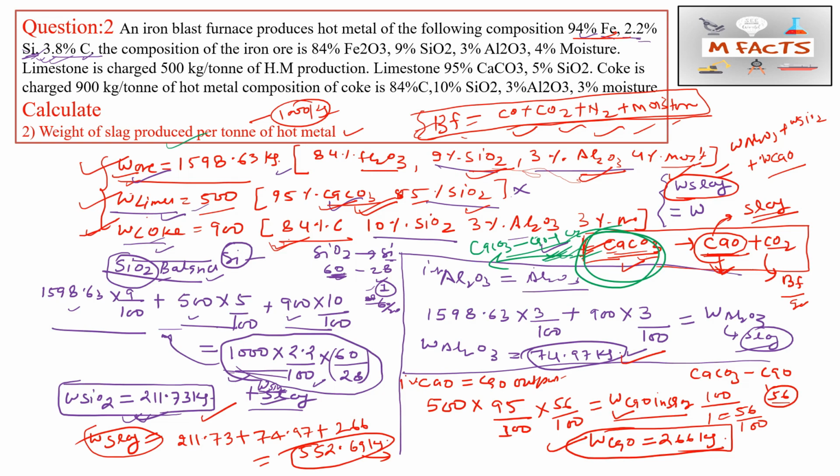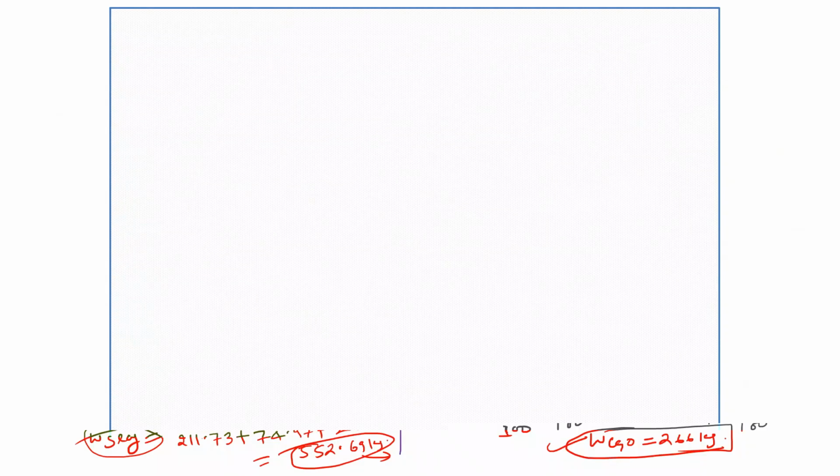So whenever you get this type of question in the exam, do it either at first or at last. You cannot do it in between. Either attempt this question at the beginning of the exam or do it at last, when you have done everything in your exam. So these are the things I have told in this question. The answer for this question is: weight of slag produced per ton of hot metal is 552.69 kg.